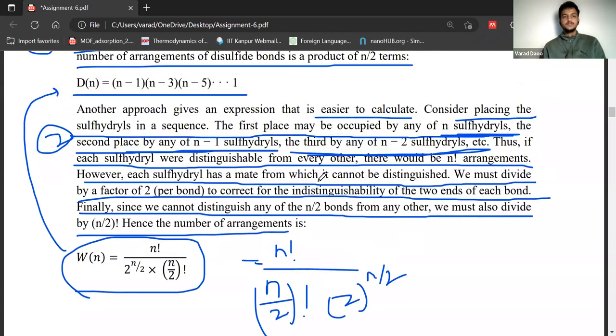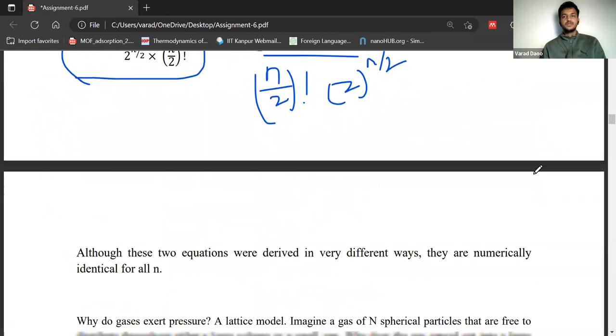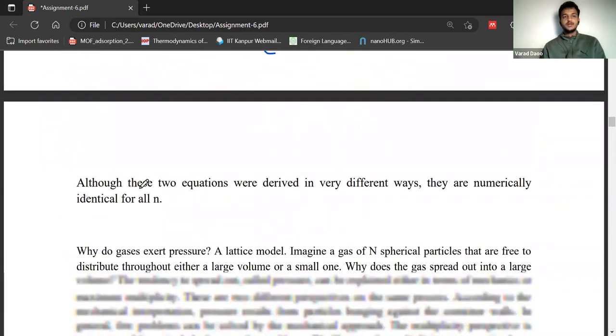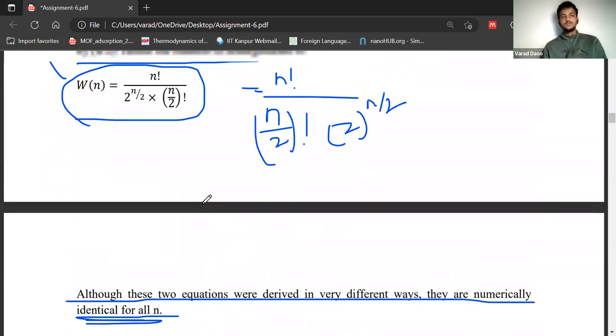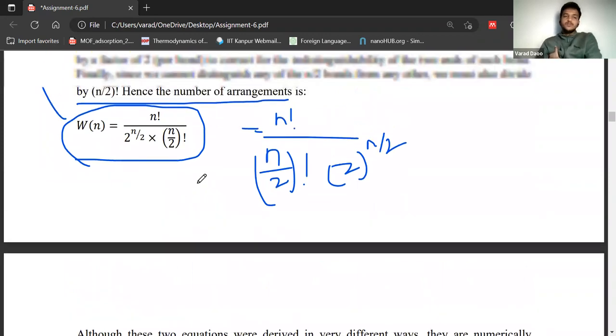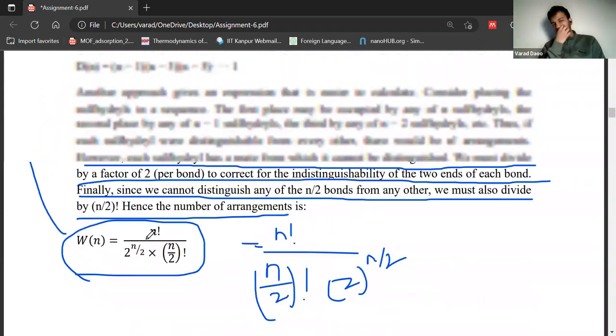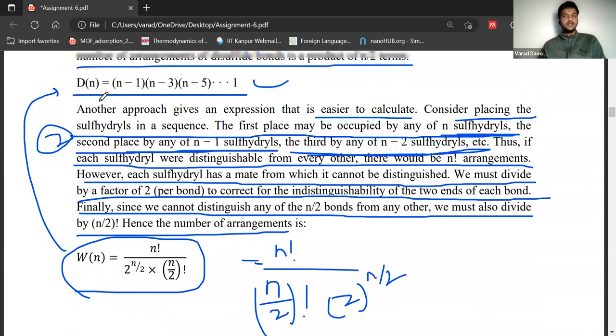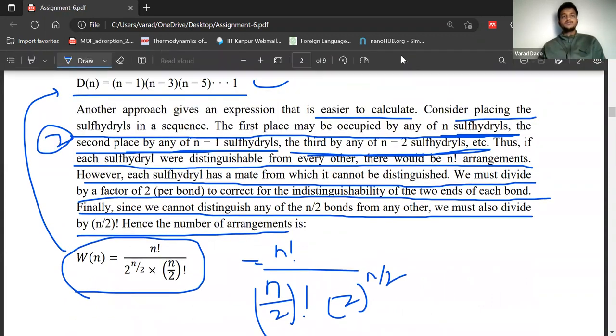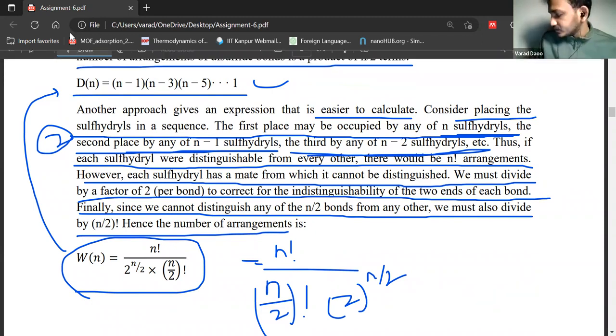Although these two equations were derived in very different ways, they are numerically identical, right? Though they do not look the same, numerically they are identical. So does anybody have any doubts? I'll give you a couple of minutes if anybody has any doubts.